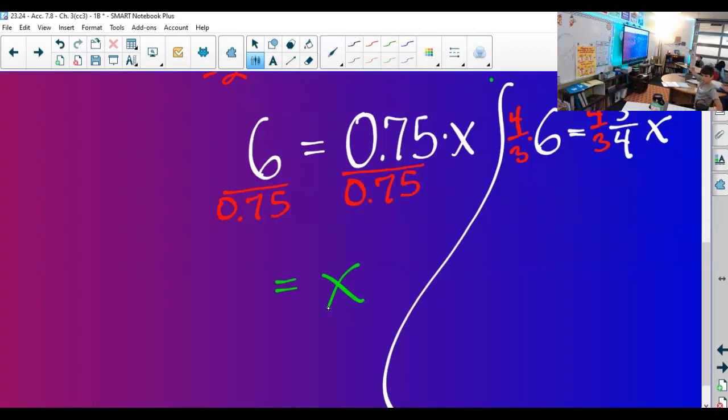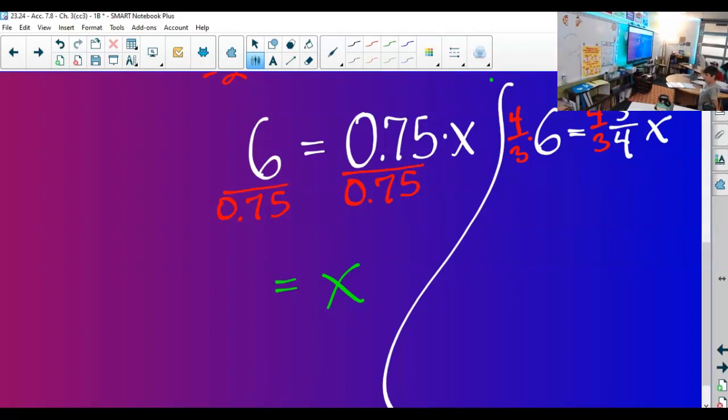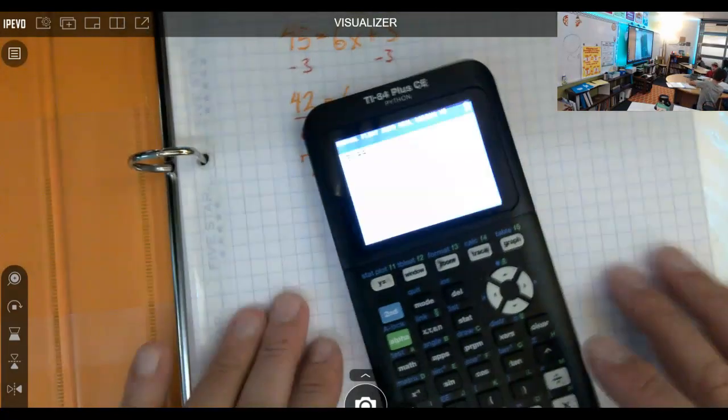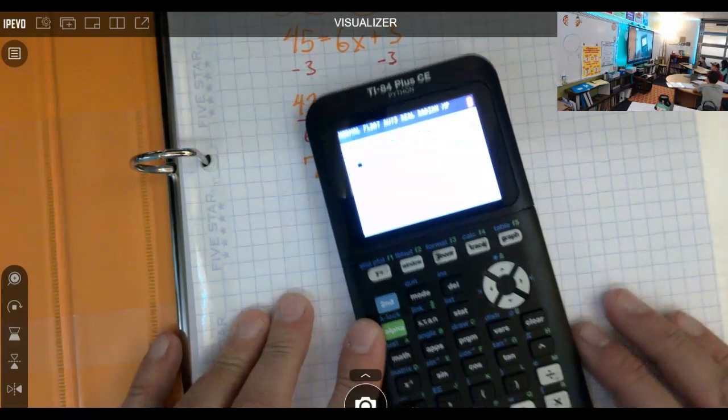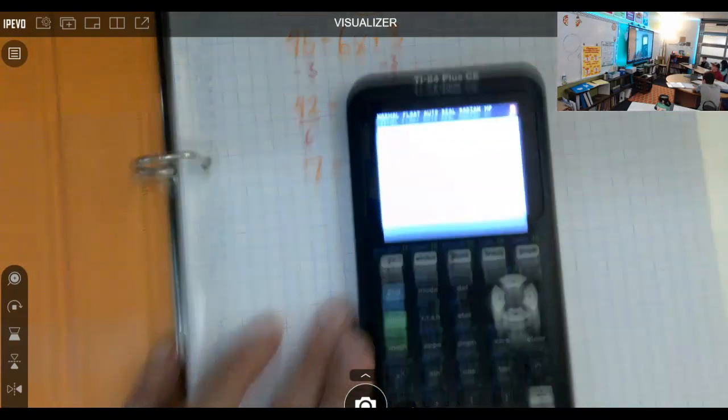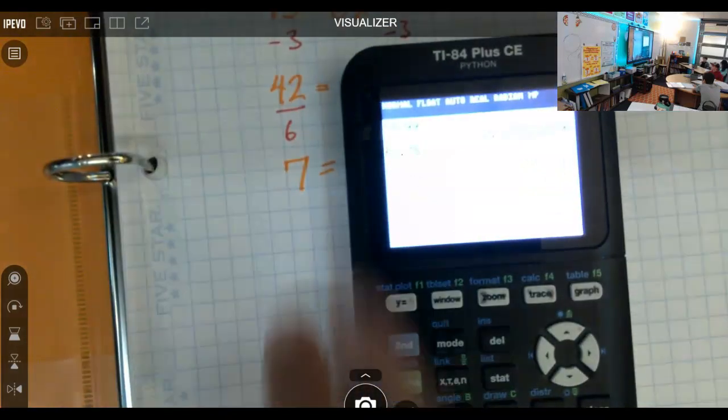Guys, this is why I'm stopping for us to practice this. If you don't have a calculator, you probably should. We're doing 6 divided by 0.75. It is gonna get bigger. This number is going to get bigger.